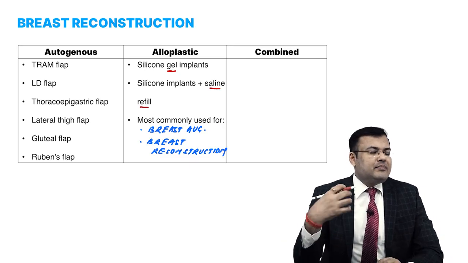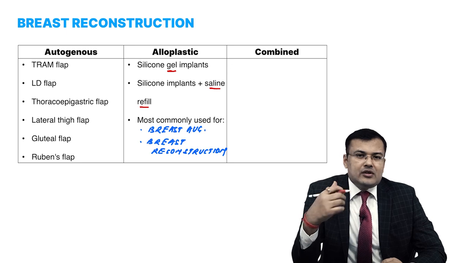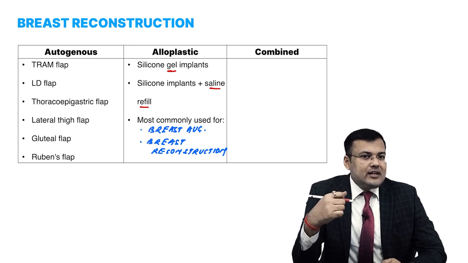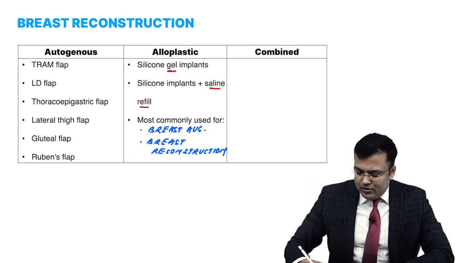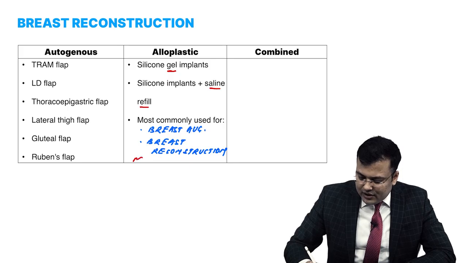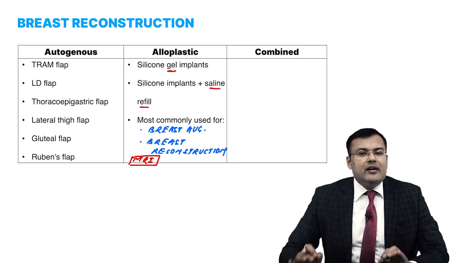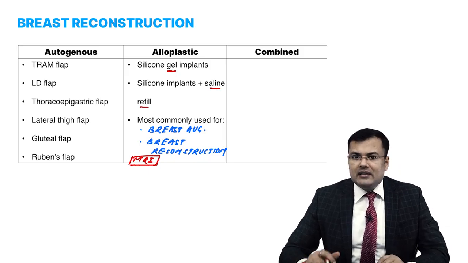Clear? Imagine patient is having some complications related to implant. So can you tell me what is the investigation of choice? If patient is having complications related to silicon implant, you know that the investigation of choice for implant related complications is MRI.